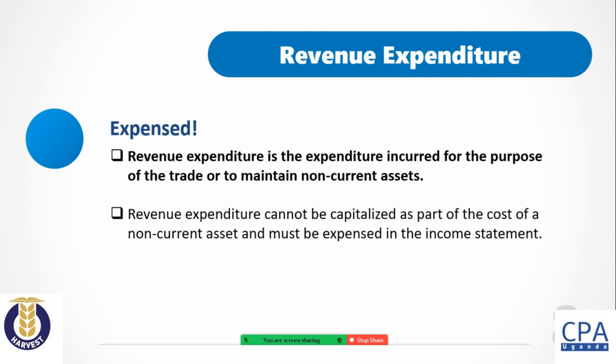Therefore, revenue expenditure is the expenditure you incur for the purpose of the trade or to maintain a non-current asset, like repairs and maintenance. When you repair a non-current asset, like a motor vehicle, that's revenue expenditure. You have incurred the expenditure to maintain. When you paint your office building and you give it a new face, you are maintaining the building. That is a revenue expenditure.